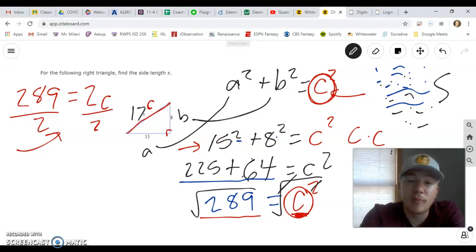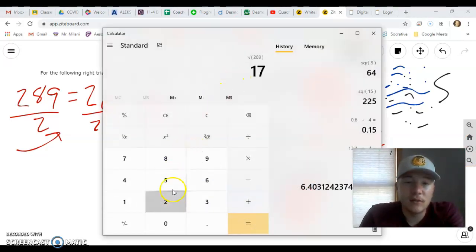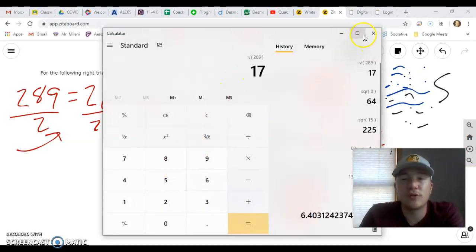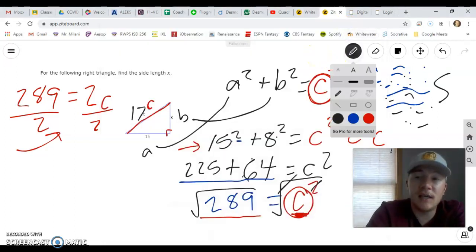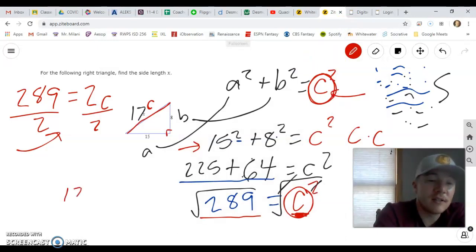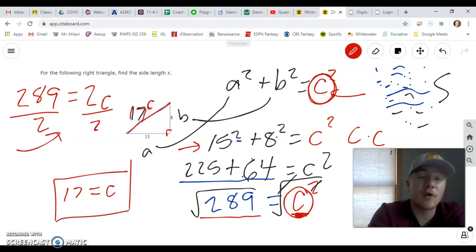So you take the square root of both sides. Again, if you are not sure what that is, 289 square root, use a calculator. It's going to be 17. So your answer, what is c, is actually 17 is equal to c. And that's why we have that written here. That's the length of your hypotenuse.